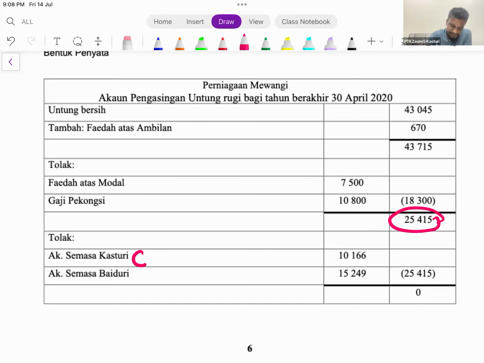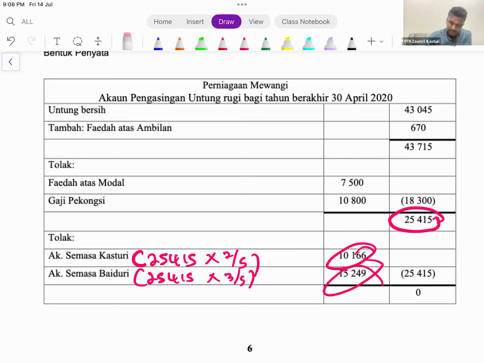How do we calculate the account semasa? We take this answer, 25415, times 2/5 times 3/5. Then you get this answer. So can you copy this in page number 6? Copy this in page number 6. Yeah, copy ready?